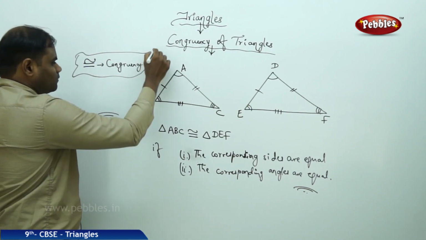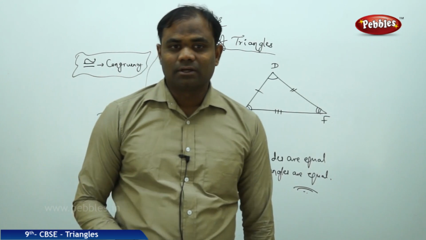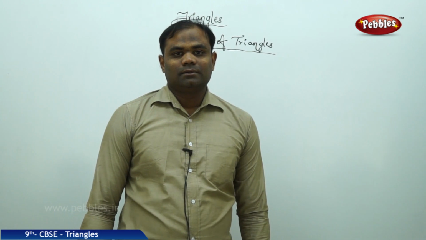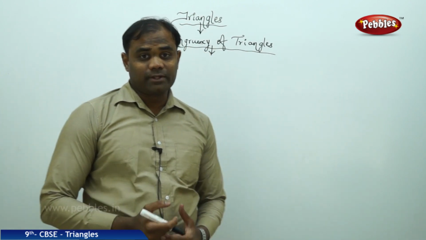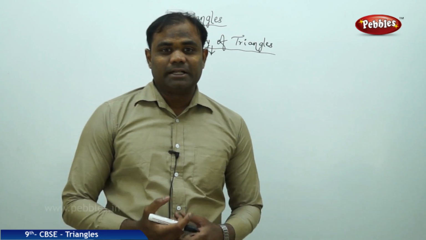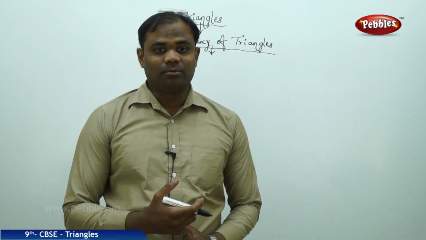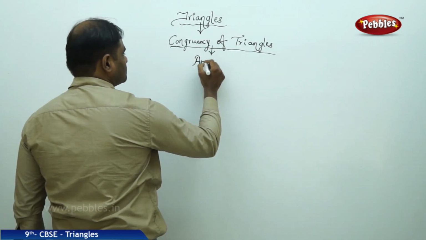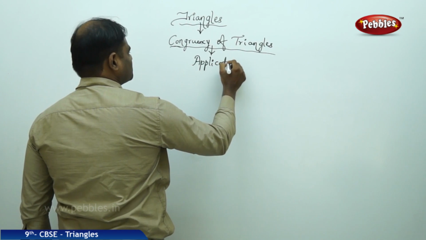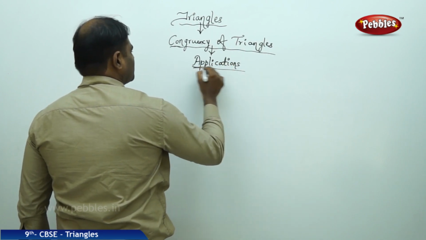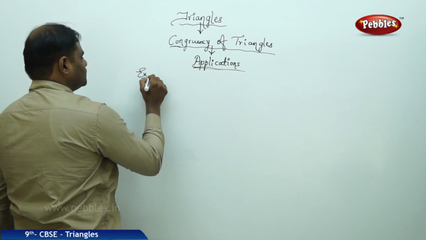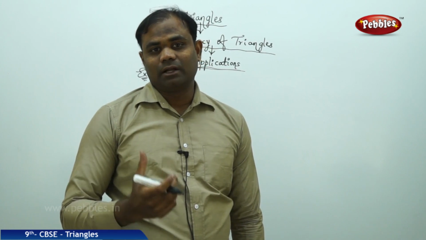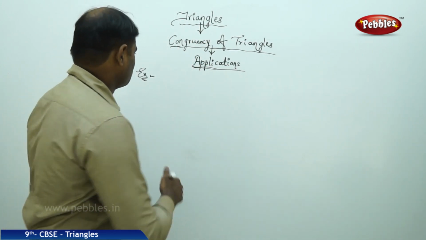This is how we understand the two triangles to be congruent. Congruency of triangles. Now that we have seen the rules for congruency of two triangles, let's see its applications through some applied problems. For example, I start with applications. I have two triangles. Let me examine if the two triangles are congruent or not congruent.